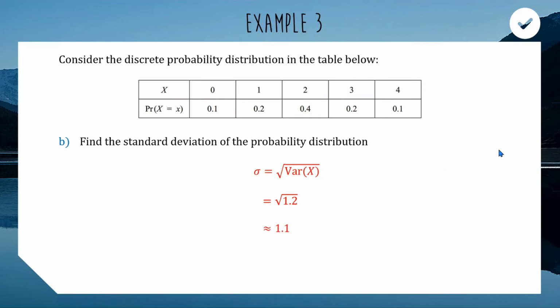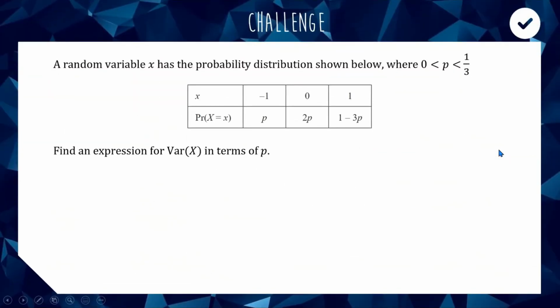All right, beautiful. And to finish off with a challenge question, we have once again another random variable x with a probability distribution. This time, all of our probabilities are in terms of p. Find an expression for variance of x in terms of p.